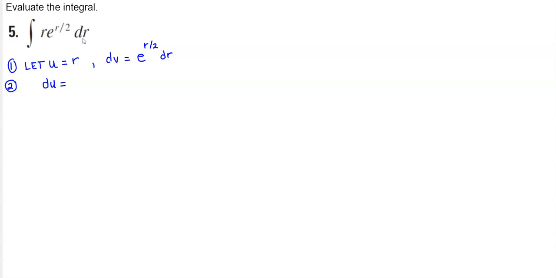So for step 2, we're going to take the derivative of both sides with respect to r. So du is going to equal the derivative of r, which is 1 dr. Okay, so now we want to take the antiderivative of e to the r over 2. So let's go ahead and do that over here. So we have the integral of e to the r divided by 2 dr.